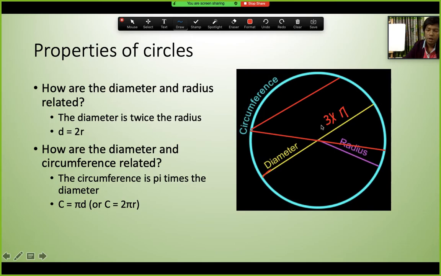Or suppose the length of this diameter is 10 centimeters. Then if you multiply that by pi, you will get the total circumference of these circles. This pi is a very, very powerful number in that way.